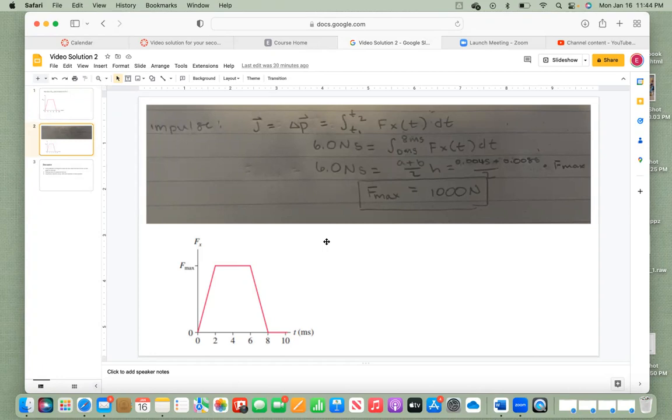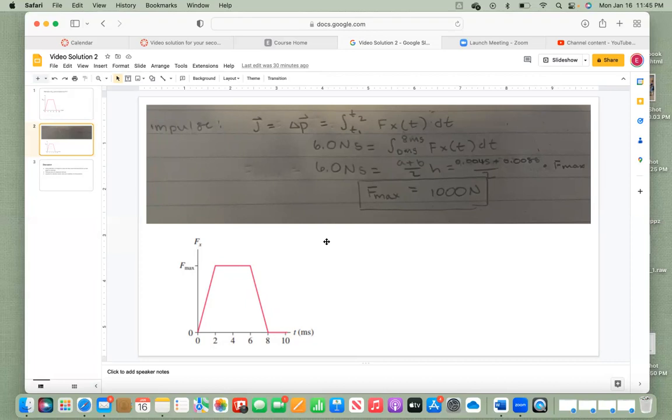So we know that since the impulse is 6.0 Newton seconds, that's going to equal the area of this shape, which is a trapezoid. And the area of a trapezoid can be defined as a plus b divided by 2 times h, where a is the length of the top of the trapezoid, and b is the length of the bottom of the trapezoid, and h is the height of the trapezoid.